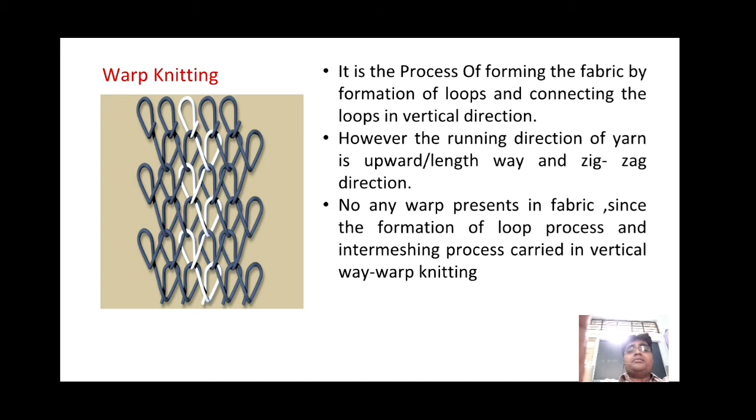Now once again we will summarize the definition of warp knitting. It is a process of forming the fabric. How to form the fabric? By connecting the loops in a vertical direction and in a zigzag direction. So this is what warp knitting is.